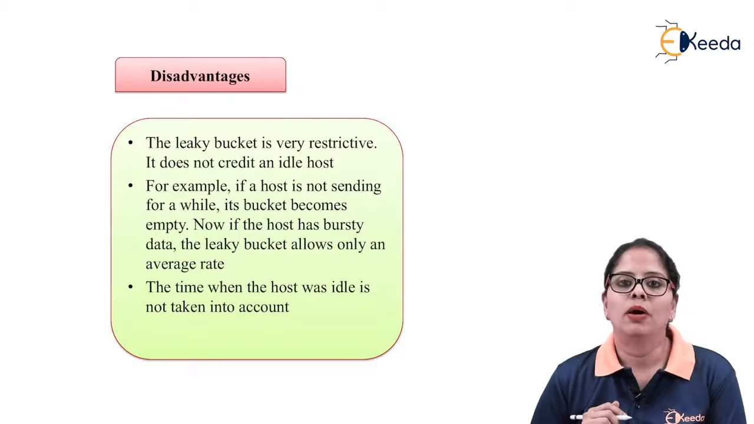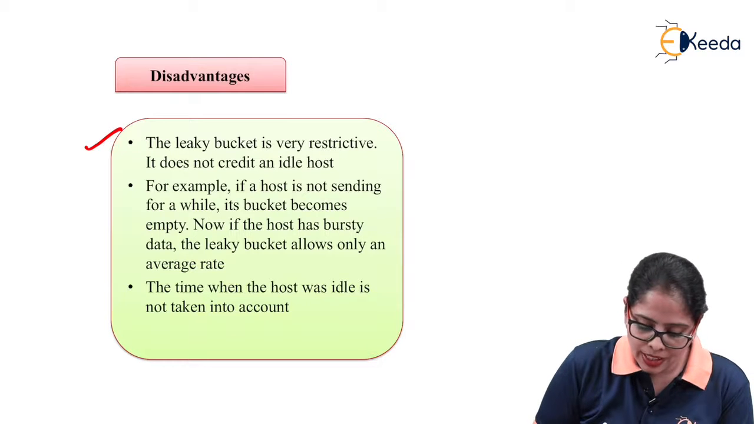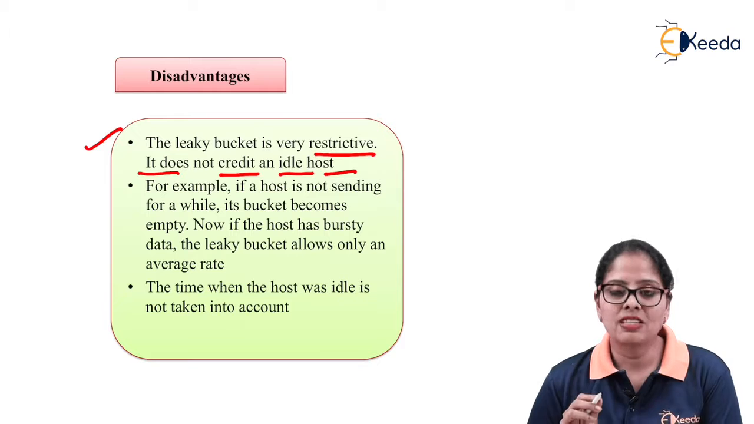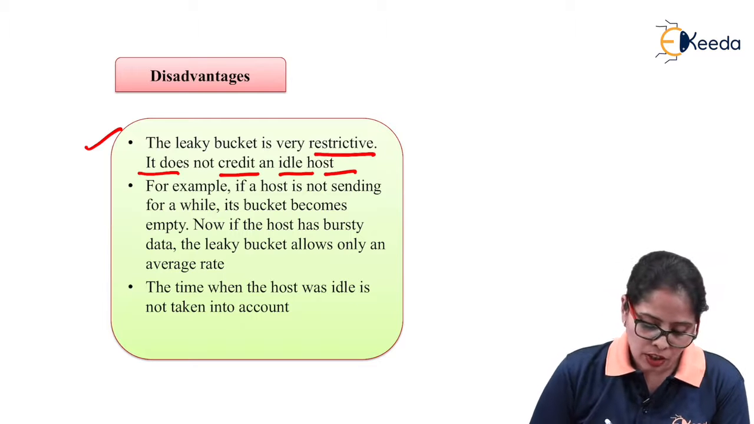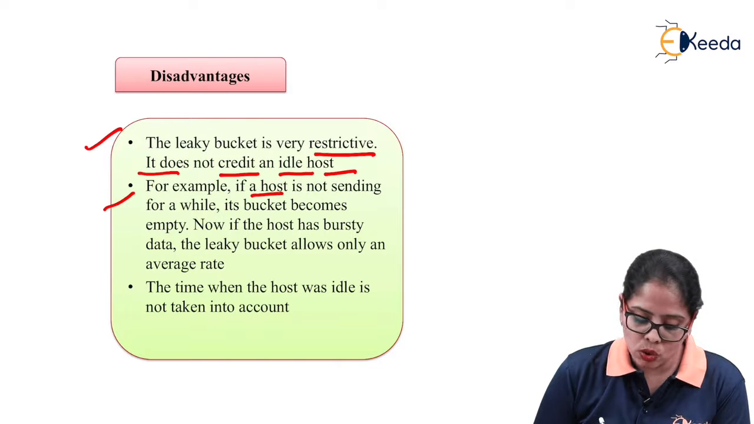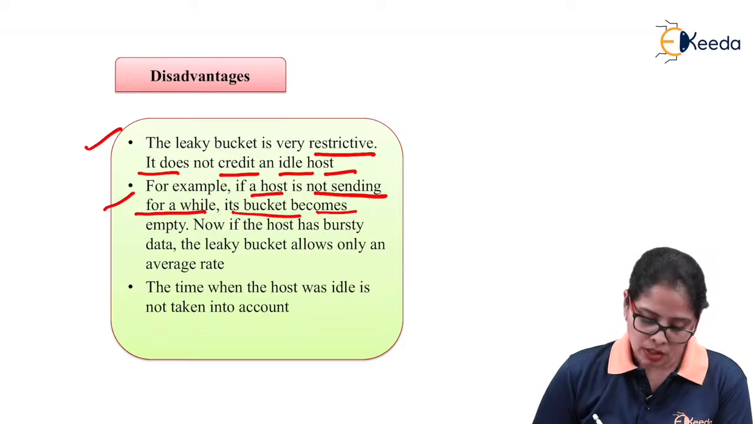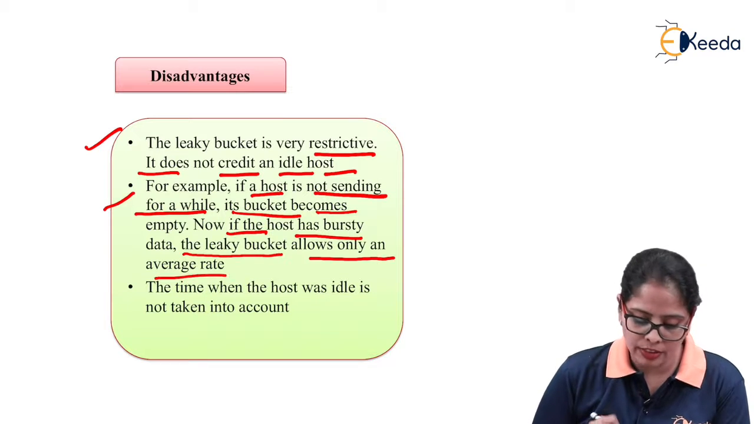Now let us discuss the disadvantages. The leaky bucket is very restrictive. It does not credit an idle host. Basically it is very restrictive, meaning it will provide you one constant data rate. For example, if a host is not sending for a while, its bucket becomes empty. Now, if the host has bursty traffic data, the leaky bucket allows only the average rate.